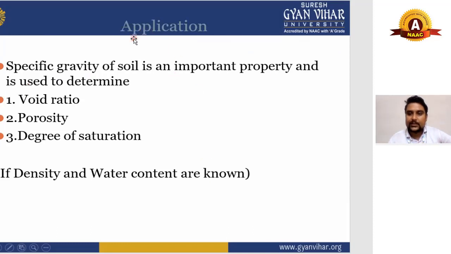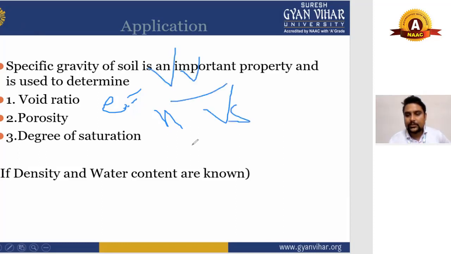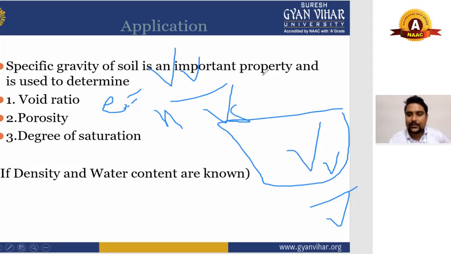Now come to the next slide, and now we will see the application of determining specific gravity. Specific gravity of soil is an important property and is used to determine void ratio, porosity, and degree of saturation. If density and water content are known, you can easily determine the void ratio, porosity, and degree of saturation. Void ratio we represent by e, and porosity we represent by n. The formula of e is Vv upon Vs, and porosity is Vv upon total V. Vv means volume of voids and Vs means volume of solids.